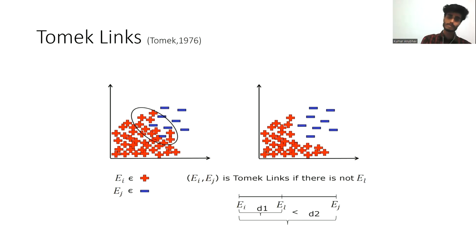So what are Tomek links? First I will try to explain it. Consider the two points Ei and Ej. Ei and Ej are said to be a Tomek link if there is no point El such that the distance between Ei and El is less than the distance between Ei and Ej. By checking the Tomek links between the nearest neighbor pairs, majority samples are removed until all the minimal distance nearest neighbor pairs are in the same class.